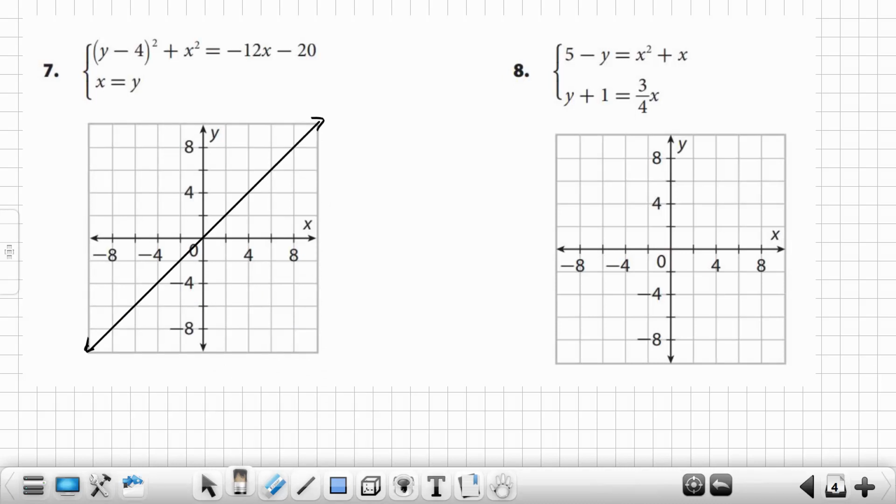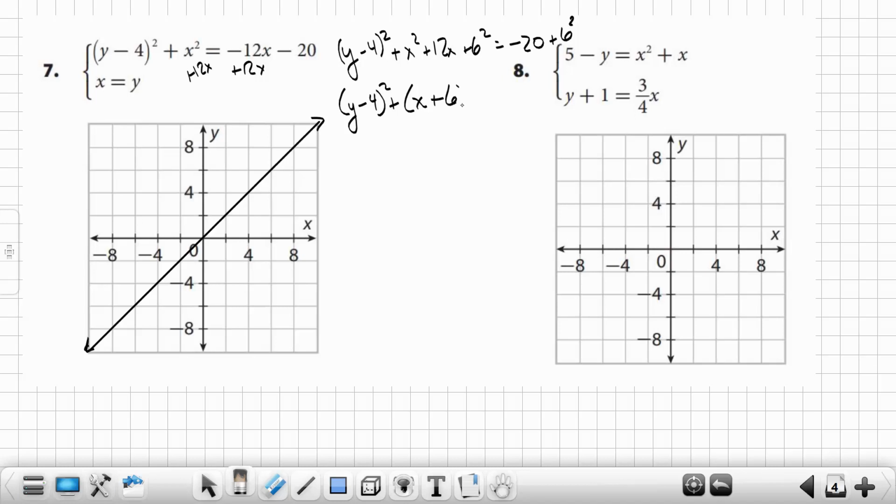All right, now the other one, I'm going to add 12x to the other side. Okay, so coming down here, I'm going to have y minus 4 squared plus x squared plus 12x equals negative 20. We need to complete the square, so we're going to add 6 squared. Add 6 squared. So now I've got y minus 4 squared. This is a perfect square. We've been doing that. We get x plus 6 squared equals negative 20 plus 36.